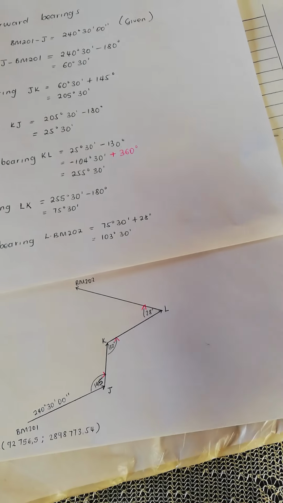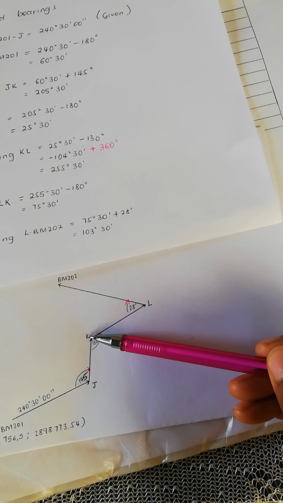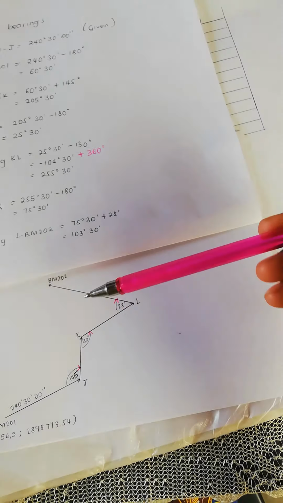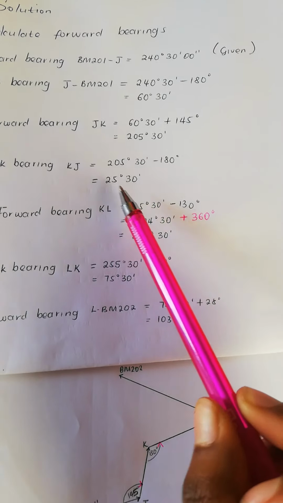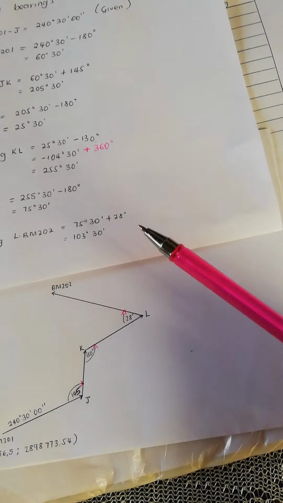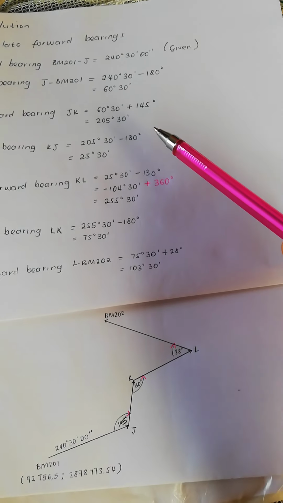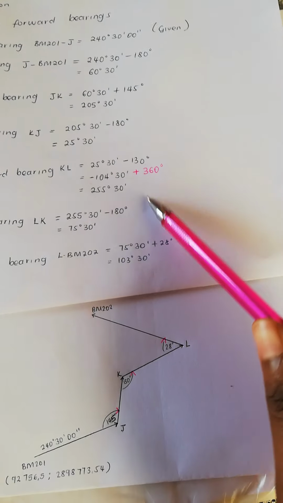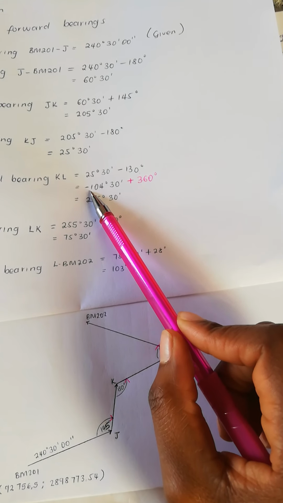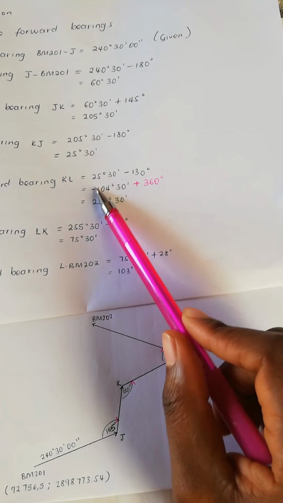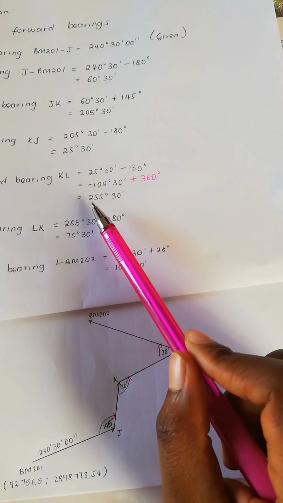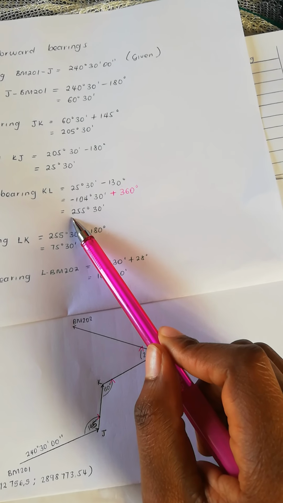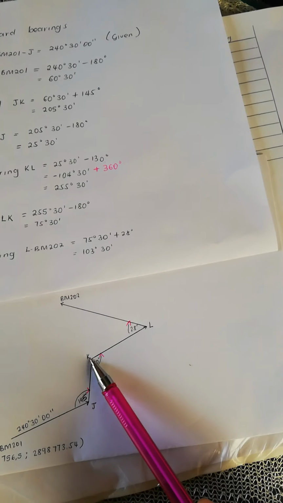Then from there, I come to this one. Before that, I must have my back bearing first. So I take this forward bearing and subtract 180 so that I can get my back bearing, which is 25 degrees and 30 minutes. Then I check my direction. I'm moving anti-clockwise, therefore this time I'm subtracting the angle. And then I got my bearing as negative. We all know that we don't use a negative bearing. Whenever the bearing is negative, we must add 360. So I add the 360 here, and I got my bearing as 255 degrees and 30 minutes.